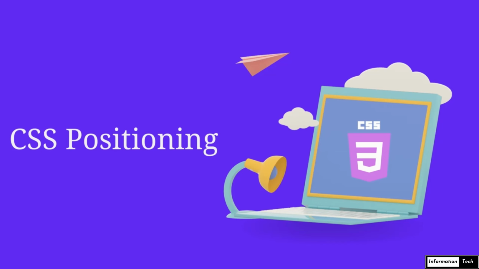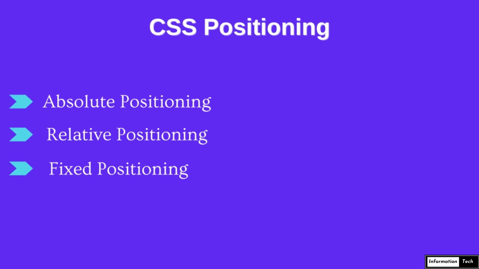In this video, we will talk about giving the position to the particular element using CSS. When we talk about positioning in CSS, we are provided with three different options, and those are absolute positioning, relative positioning, and fixed positioning.